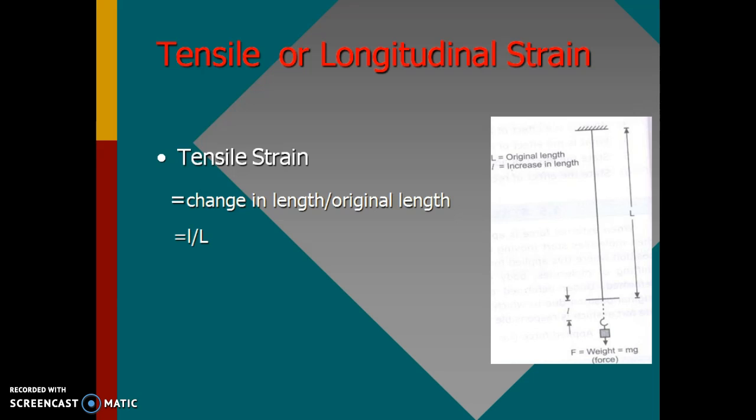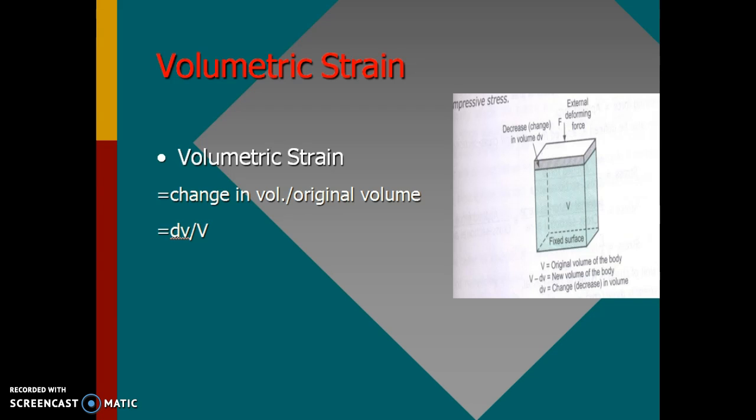Tensile strain is defined as change in length to the original length. So change in length is small l and original length is capital L. So tensile strain is equal to small l upon capital L. Volumetric strain is the ratio of change in volume to the original volume, and that change in volume is dV and original volume is V. So the formula for volumetric strain is dV upon V.